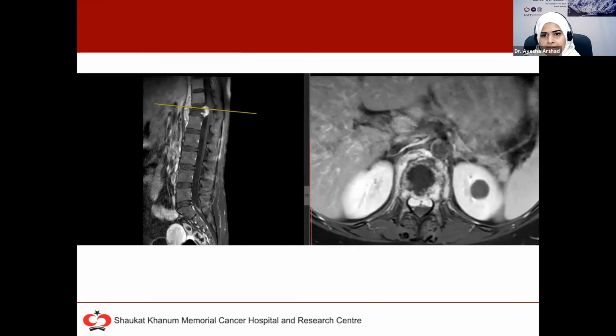So I would like the panel to comment on this. Dr. Irfan, are you there? Dr. Irfan, can you comment? So this is the picture that we saw. This is a T12 metastatic fracture with epidural component, and I remember you seeing it with me. Dr. Irfan, you're muted.